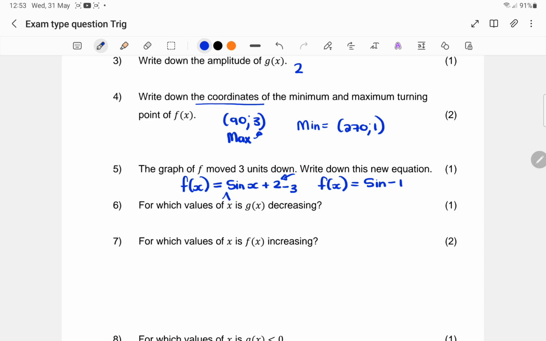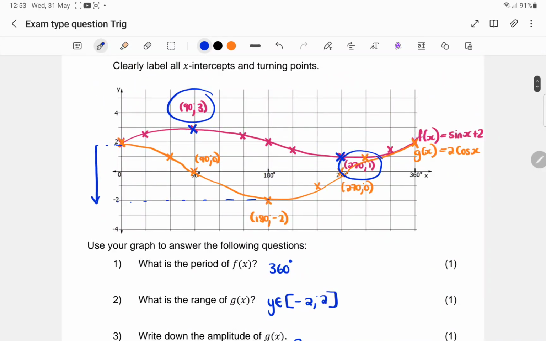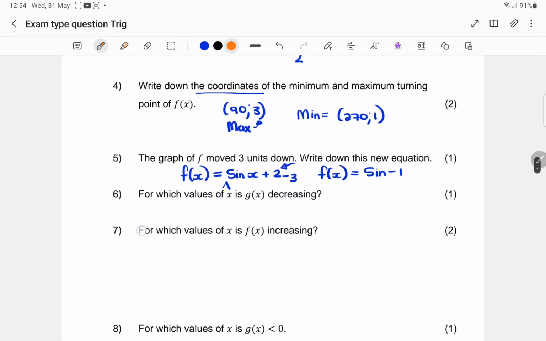All right, for which values of x is g of x decreasing? g of x is the orange graph. Can you see it's decreasing here from 0? For which values of x now? From 0 all the way to 180, and then it starts increasing from there. So the decreasing happens from 0 to 180, this part over here, because it's going down. So you're going to say x is an element of 0 to 180.